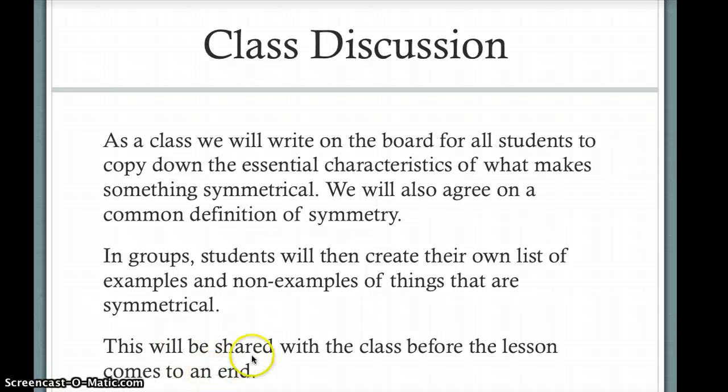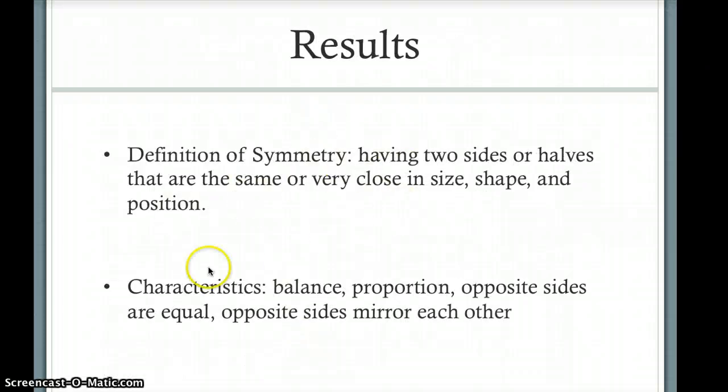Okay. So at this time we will share what we believe are examples and non-examples. Now everyone's probably going to have different answers. That's okay. And we'll share that as a class. So before the end of this lesson, we'll share our examples and non-examples. By the end of the lesson, we should have shared a final definition that we can all agree upon. And the definition of symmetry that we found based off of our examples and non-examples is that symmetry basically means having two sides or halves that are the same or very close in size, shape, and position.